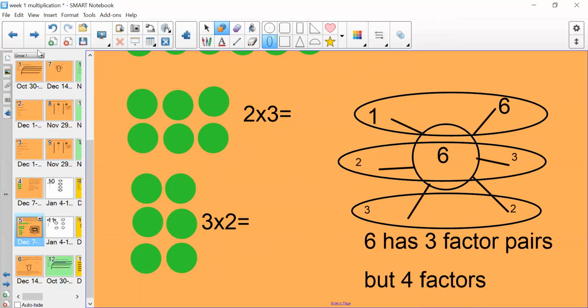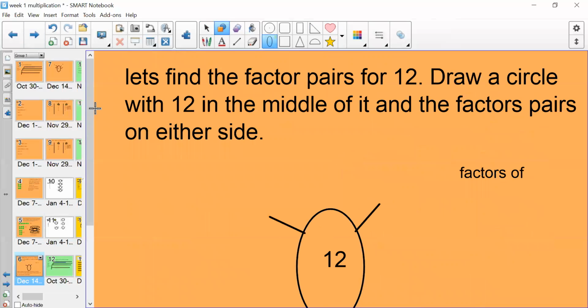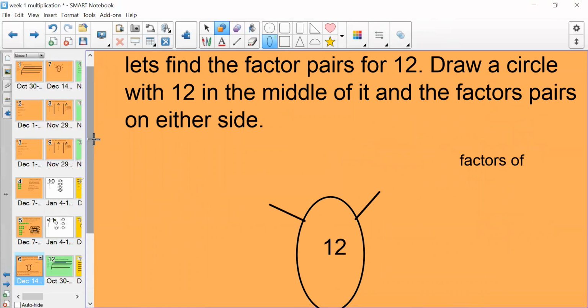Okay, so let's try that with the number 12. So we'll do this one together, and then I'll get you to do one by yourself. So if you want to draw an oval or a circle with 12 in the middle, and then we are going to draw, we could kind of look at this like a ladybird, and these are the legs, and each factor pair will be joined up by a leg.